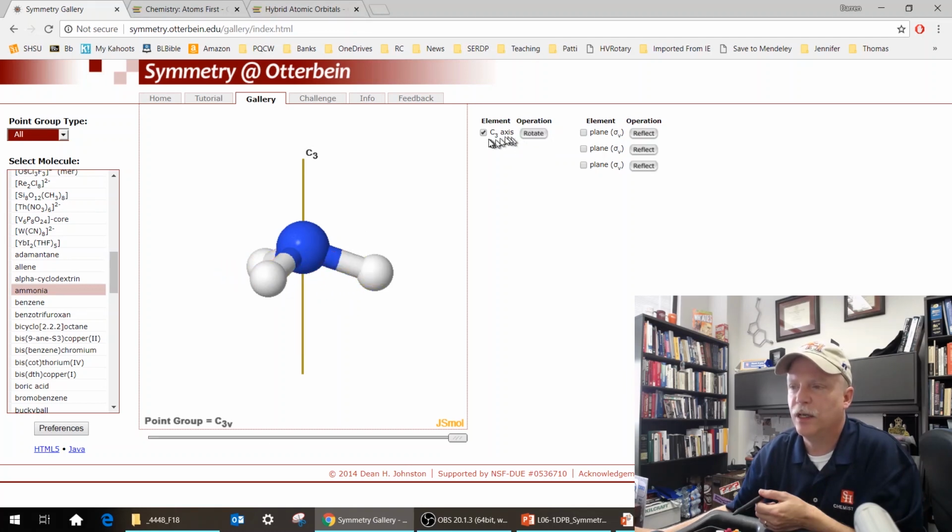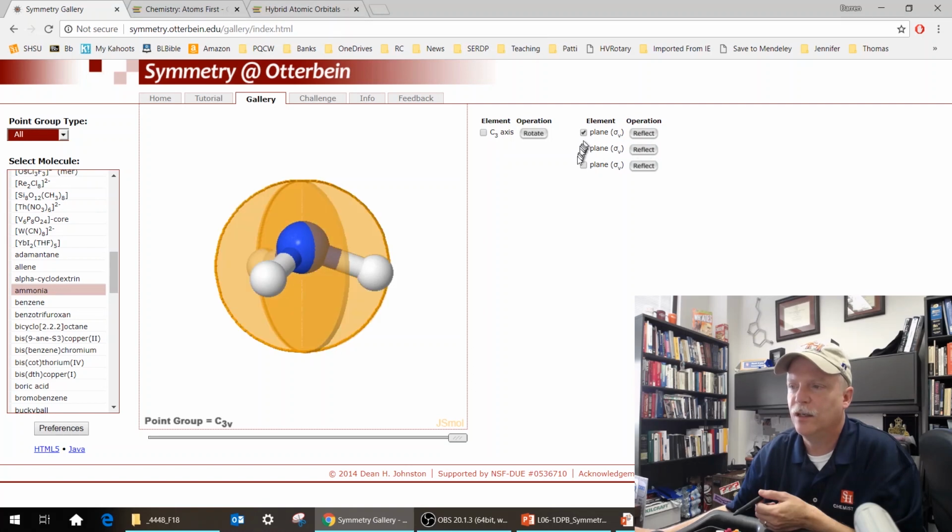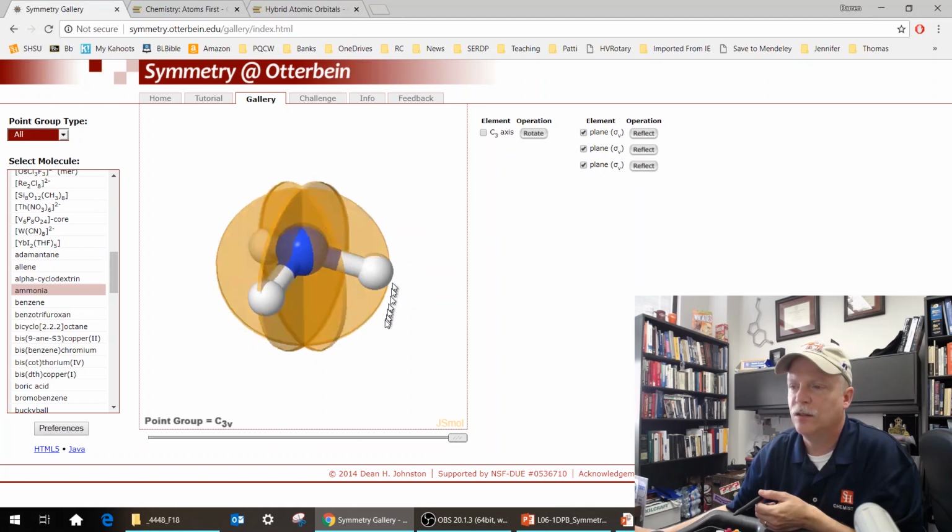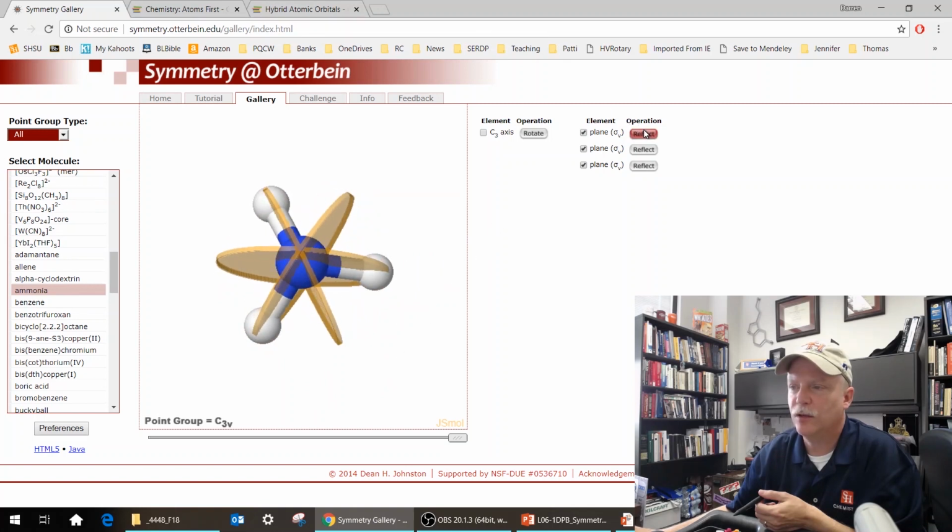We can look at reflection planes. Let's look at this one. If I reflect it through the plane that contains that back hydrogen and the nitrogen, I'm essentially exchanging the two front hydrogens. So I'm reflecting, and those two front hydrogens are connected by this reflection operation. We have 3 of these planes, and they all just connect 2 different hydrogens. And so those are the reflection planes in the ammonia molecule. So that plane connects those 2, this plane connects those 2, and this plane connects those 2.